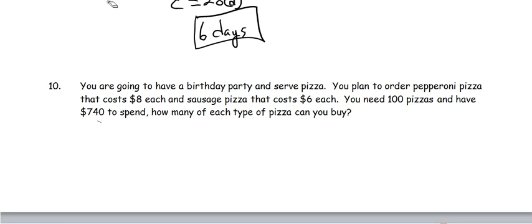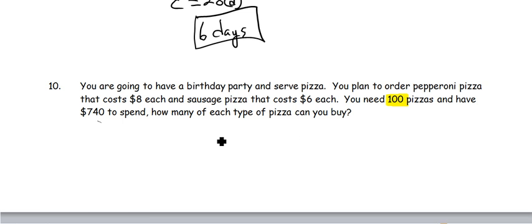You're going to have a birthday party. You plan to order pepperoni pizza that costs $8 each, and sausage pizza that costs $6 each. You need 100 pizzas and have $740 to spend. How many of each type of pizza can you buy? So, 100 pizzas. That's a lot of pizza.